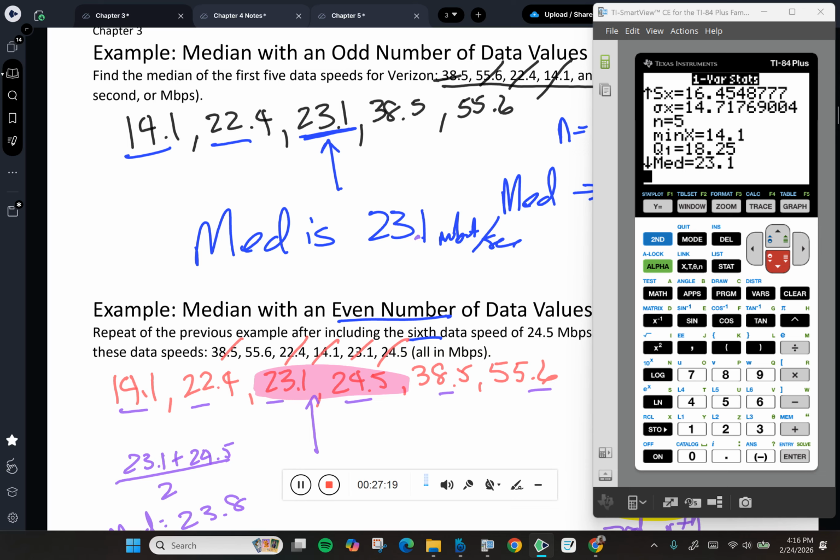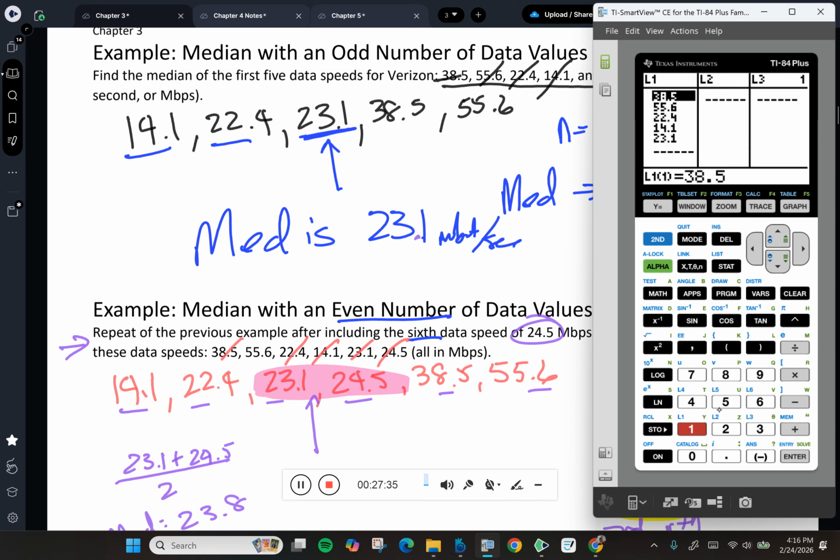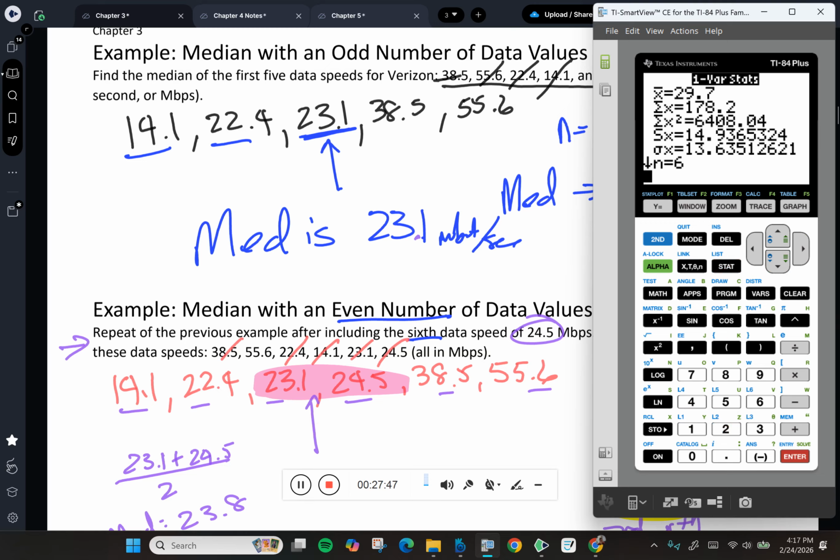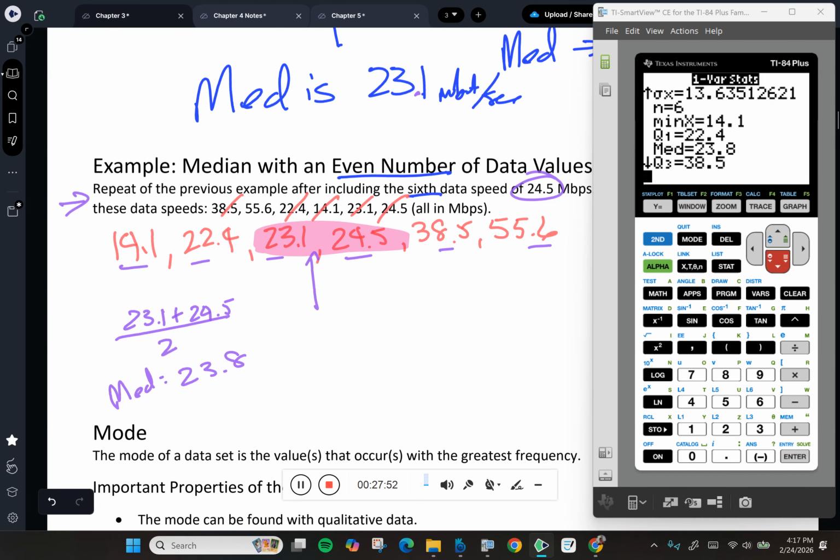The good people at TI expected that you would want to do certain things with data sets, and they built those certain things into the calculator. And it says, here's the fast way to do this. Oh, but you wanted to do this problem. Well, all we have to do is add one to our list. So if I go to Stat, Edit, and I scroll down to the bottom, and I add that 24.5 to my list, and then I go back to Stat, over to Calculate, Option 1. Now my median is 23.8. It calculates it for me.